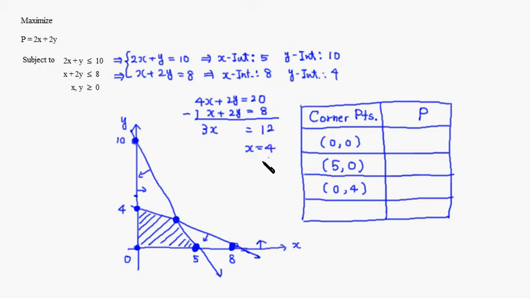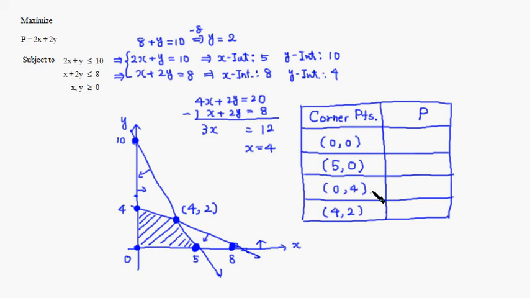Once you know that x equals 4, you can plug it into either equation. I'll plug it into the top equation. So 2 times 4 is 8, plus y is equal to 10. Subtracting the 8 from both sides, y equals 10 minus 8, which is 2. So this point right here has coordinates x equals 4 and y equals 2. So it is 4, 2.